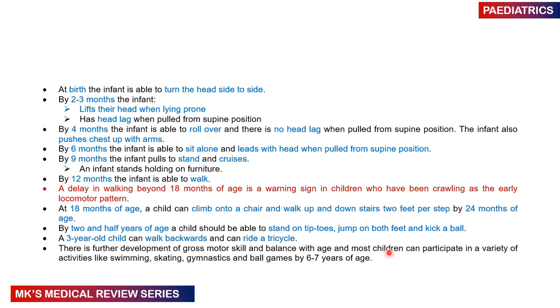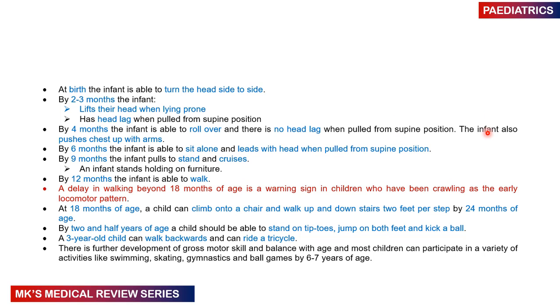So what are some of these milestones? At birth, the child is just able to turn their head from side to side. After 2 to 3 months, the infant can lift their head when lying in a prone position, and the head usually lags. If you pull the infant with your arms, their head will lag behind. It's like it falls behind, like a doll that has a very huge head and it's not being supported by the neck. At 4 months, the infant is able to roll over, and there is no head lag when you pull them to the supine position.